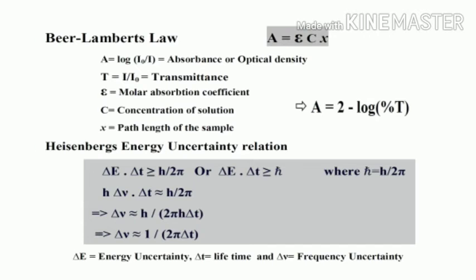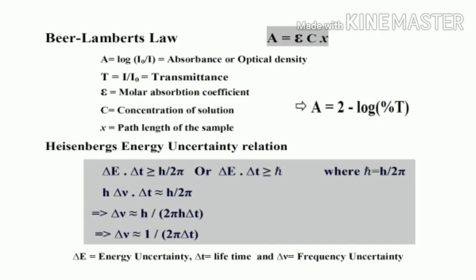In our previous classes, we have derived the Beer-Lambert's law, and it is given by the equation A equal to epsilon Cx, where A is the absorbance or optical density and is given by log of I0 by I. Here T is a term which is given by I by I0 and it is called the transmittance. Epsilon is the molar absorption coefficient or molar extinction coefficient. C is the concentration of the solution and X is the path length of the sample.